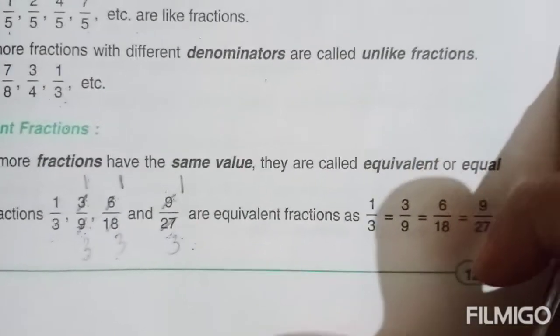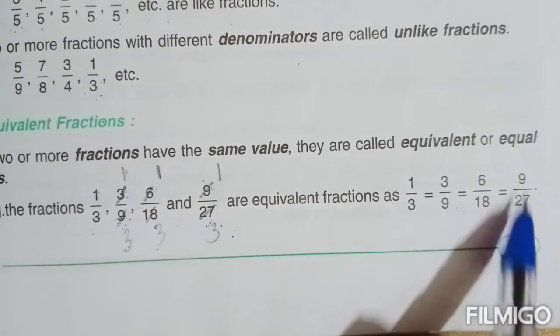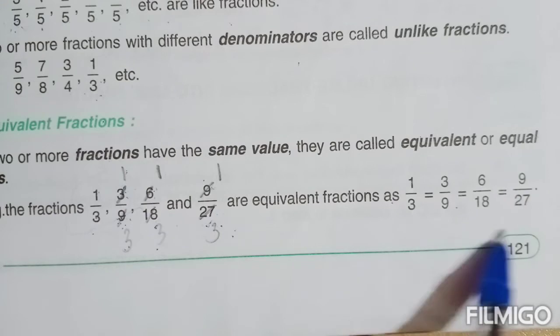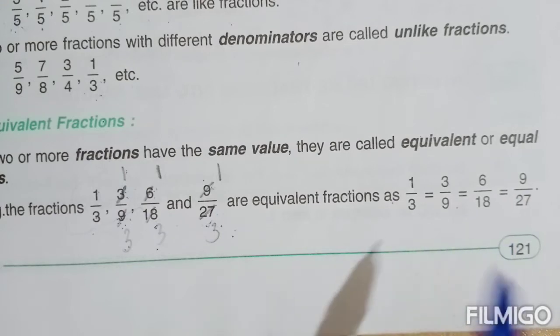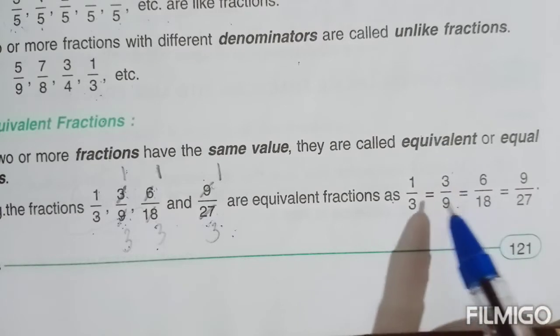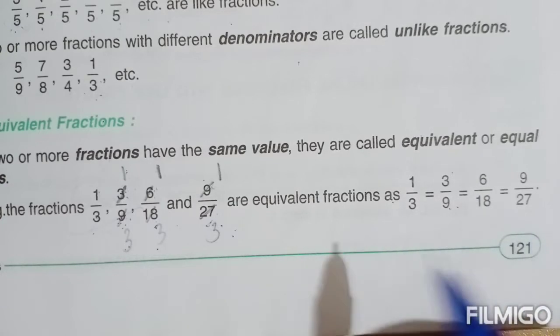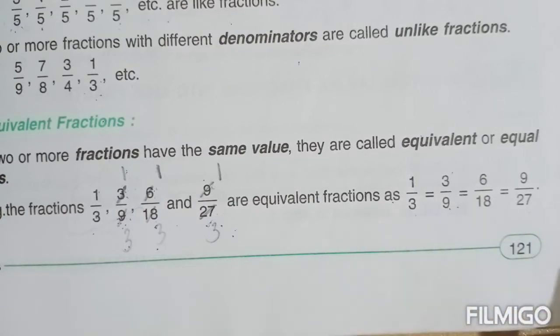So we can write like this: 1 by 3 equal to 3 by 9 equal to 6 by 18 equal to 9 by 27. All these fractions are equal or equivalent, as if we reduce these fractions we will get the same value only. When we reduce these fractions, we get the same value, 1 by 3. That's why they are called equivalent or equal fractions.